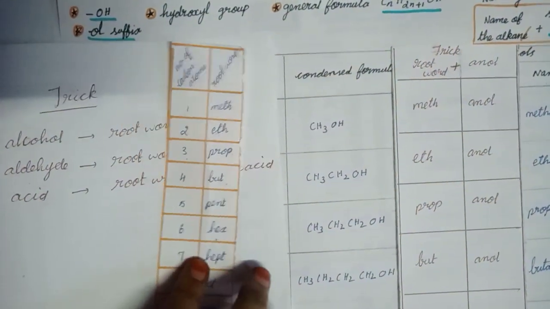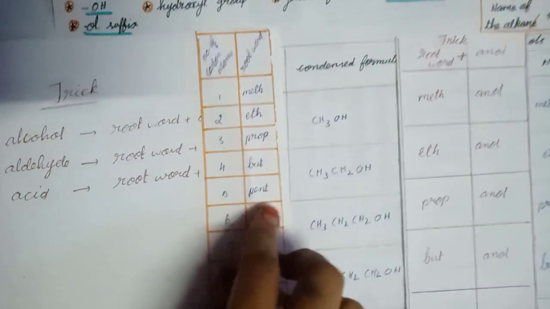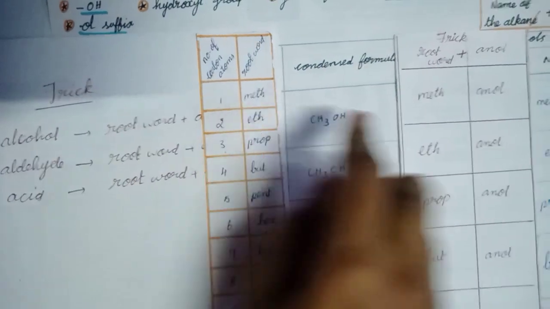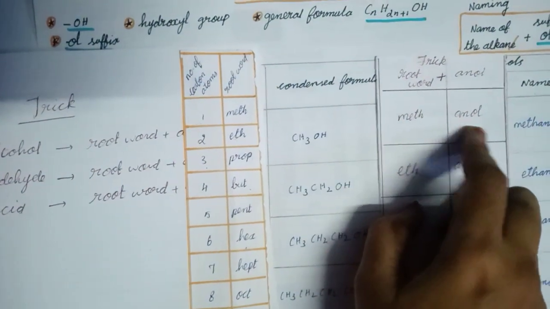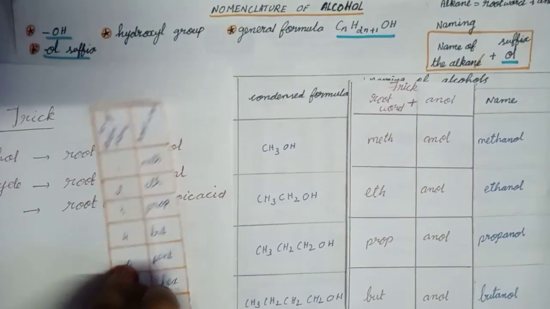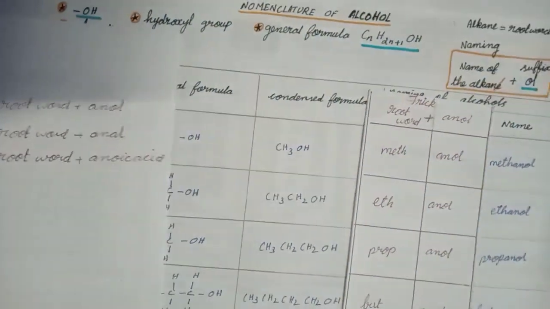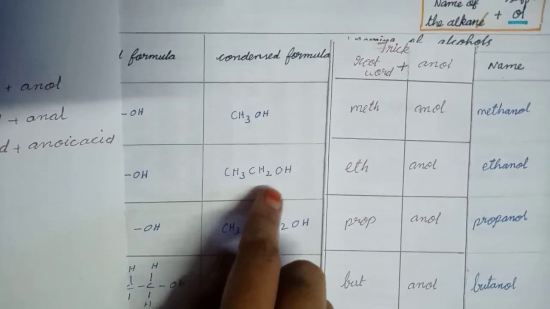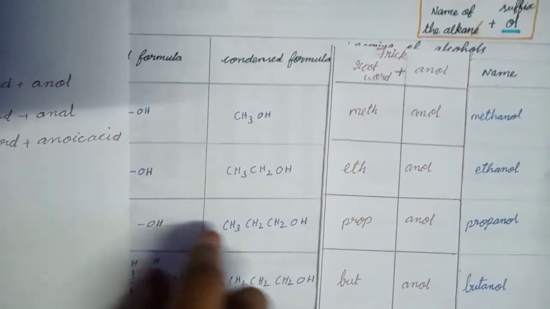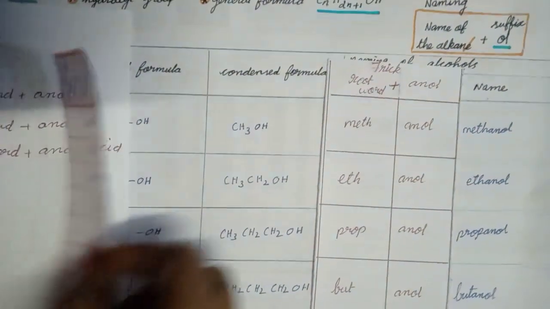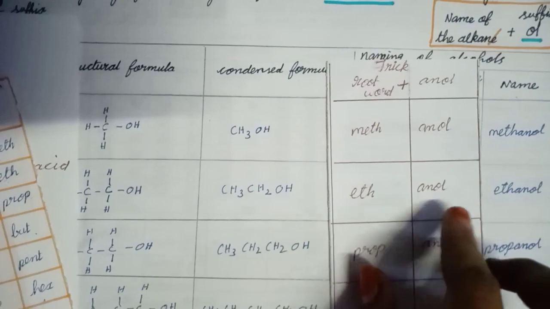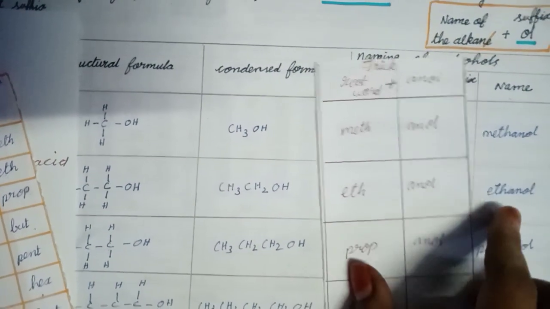This is the root word. For example, in the first case, how many carbons are there? Only 1. So the root word is meth. Meth plus anol, that means methanol. We get the name easily. Okay, and next, how many carbons? 1, 2. What is the root word for 2? Eth. Okay, and with anol, ethanol.